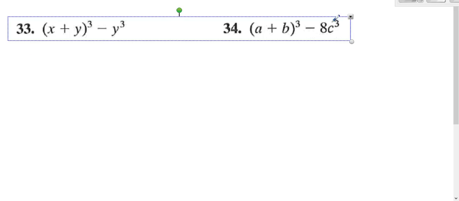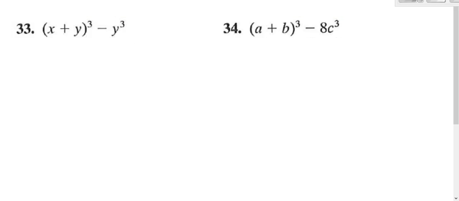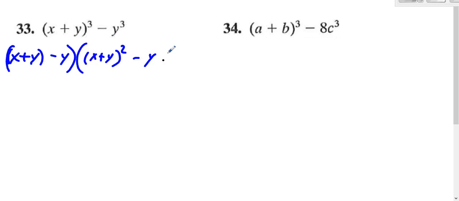Here we've got more perfect cubes. So it's the sum of cubes and difference of cubes. So that's first x plus y minus y. And then you get a square, multiply squared. Multiply them together. And then y squared at the back. Then fill in your signs. Same sign, so negative, opposite sign, always positive.